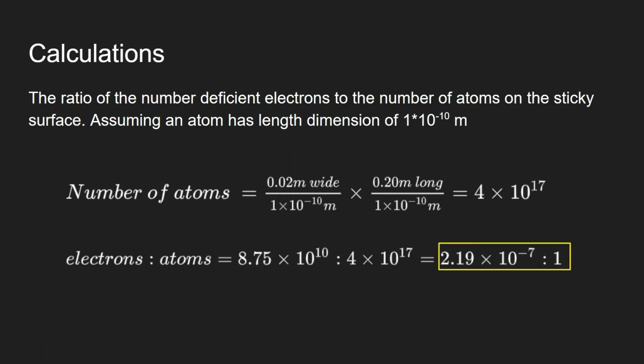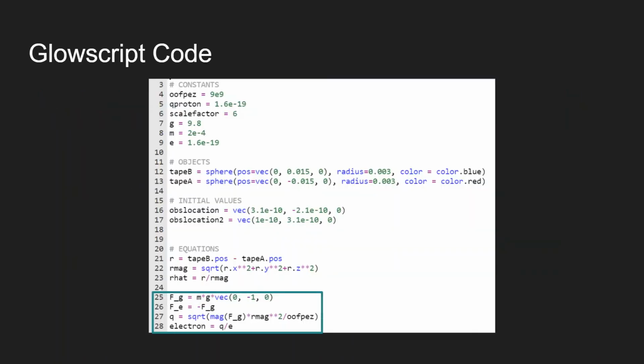Next, the ratio of the number of deficient electrons to the number of atoms on the sticky surface was calculated using this ratio equation, and we got 2.19 times 10 to the negative 7 to 1, which is the number of electrons per one atom that are deficient.